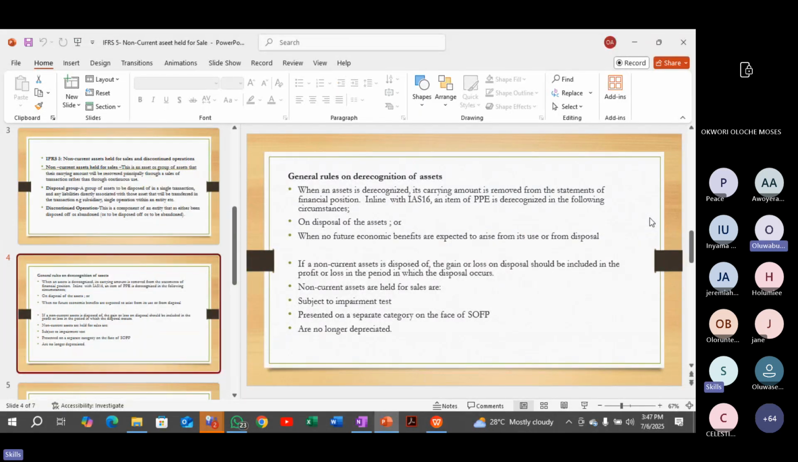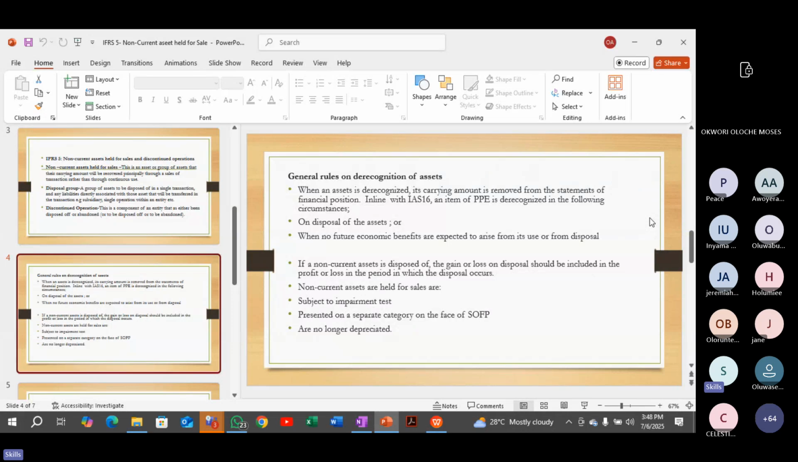All right. So, as I'm saying, once you now want to derecognize from the book of account, that means the financial statement, how will I go about it? Or for this particular standard, how will you go about it? One is that when an asset is derecognized, its carried amount is removed from the SOFP, Statement of Financial Position, in line with IAS 16, which is one of the standards that you are going to be treating for this level.